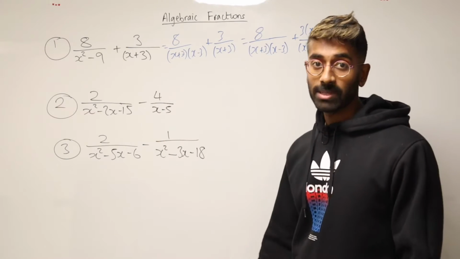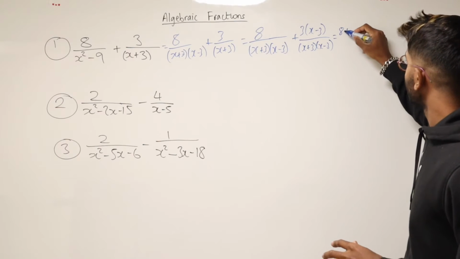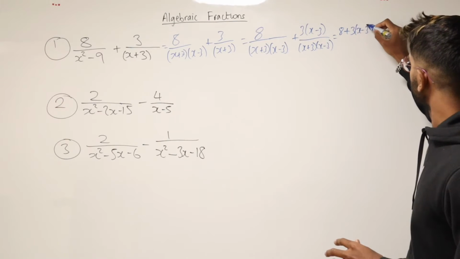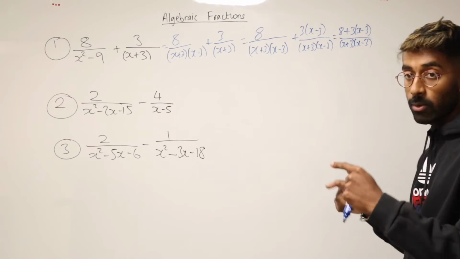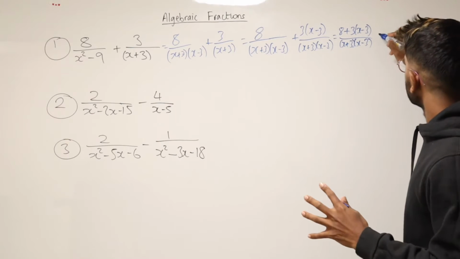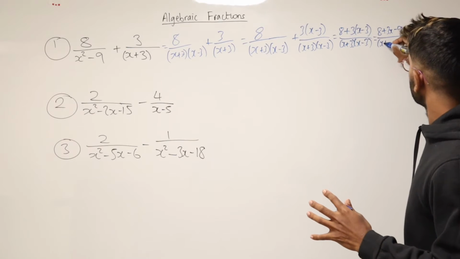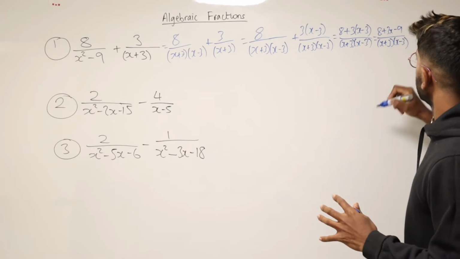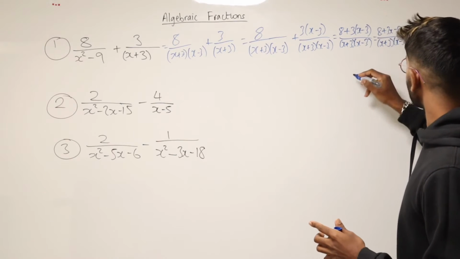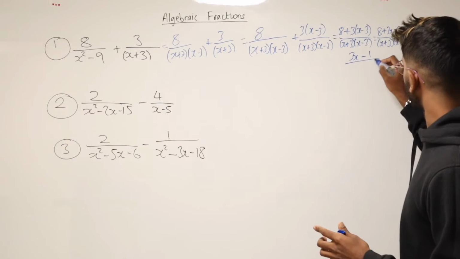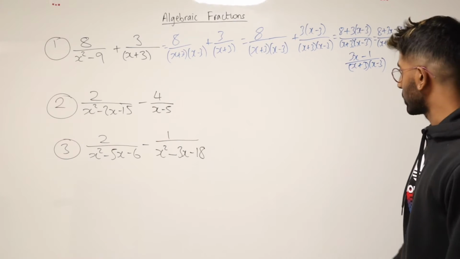And now we've got the same denominators, so then we can put them together. So if we put these together, we'll have 8 plus 3 lots of x minus 3 all over x plus 3 and x minus 3. And now we expand the top and put it together, and then we're there. So on the top there you've got 8 plus 3x minus 9 all over x plus 3, x minus 3. And so 8 minus 9, that's going to give you minus 1. And so what we can do is just write this as 3x minus 1 over x plus 3 and x minus 3. And that's that one done.